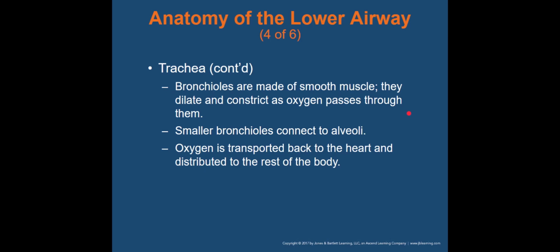Smaller bronchioles connect to alveoli, which are one cell thick membranes, basically, much clustered together, much like a sack of grapes would be. Oxygen is transported back to the heart and distributed to the rest of the body. So whenever it gets into the alveoli area, it's one cell thick, filled with many, many capillaries that surround these alveoli sacs, and the blood is pushed through these thin-walled balloon-like sacs on capillaries, and the exchange of oxygen and carbon dioxide takes place by the process of diffusion.